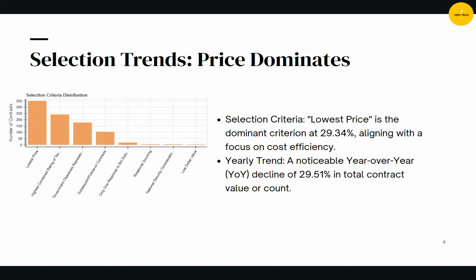Next, what's the selection criteria? Suppose you're a supplier and you want to provide a bid. What do you think would be the best criteria for which they're going to select your bid? Looking at this graph, the idea is that price dominates. If you are bidding the lowest price, you definitely have the best chance to get the project. But lowest price is not the only criteria, although it has almost 30% share of all the different ways you can bid on the project.